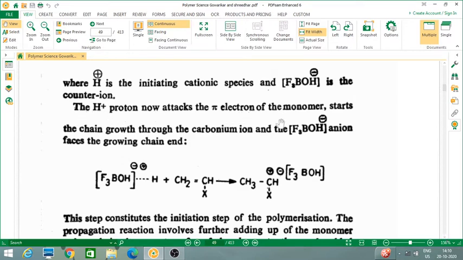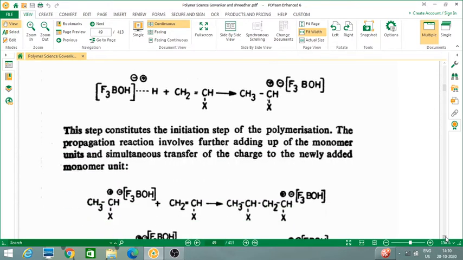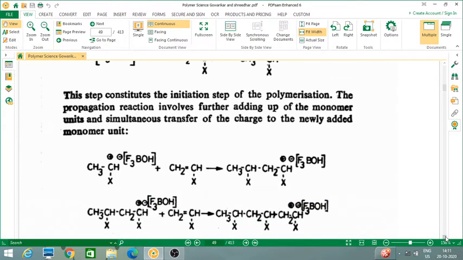The H plus proton now attacks the pi electron pair of the monomer, starts the chain growth through the carbonium ion, and F3BOH minus faces the growing chain end because it is the counter ion, right? This step constitutes the initiation step of the polymerization. The propagation reaction involves further adding up the monomer units and simultaneous transfer of the charge to a newly added monomer unit. So this is what you got, then again a fresh monomer species is added, then again there is a displacement of the pair as a whole, and this gets into a sigma bond, and this is transferred to the farther end of the molecule along with the counter ion F3BOH.